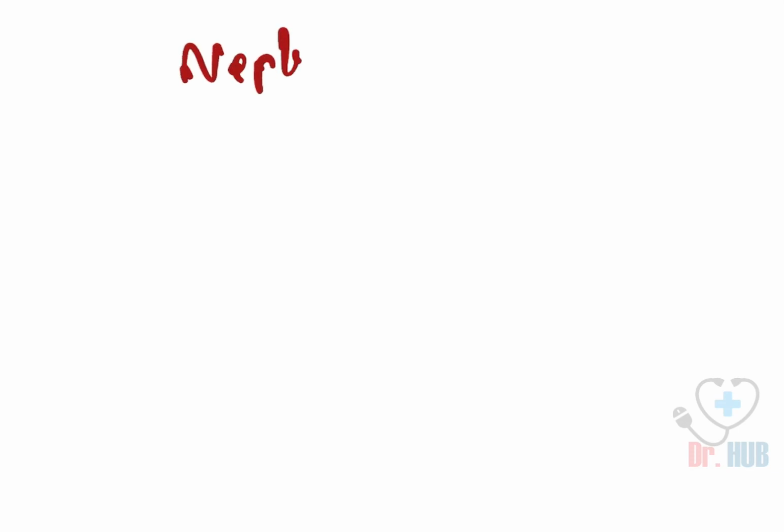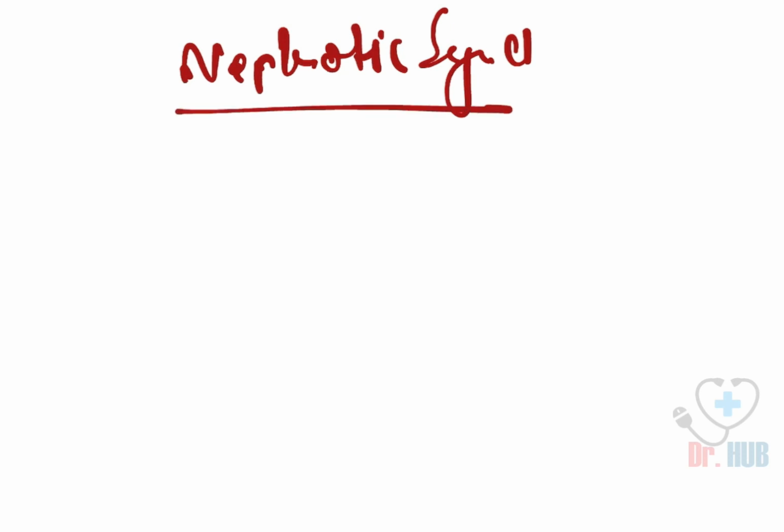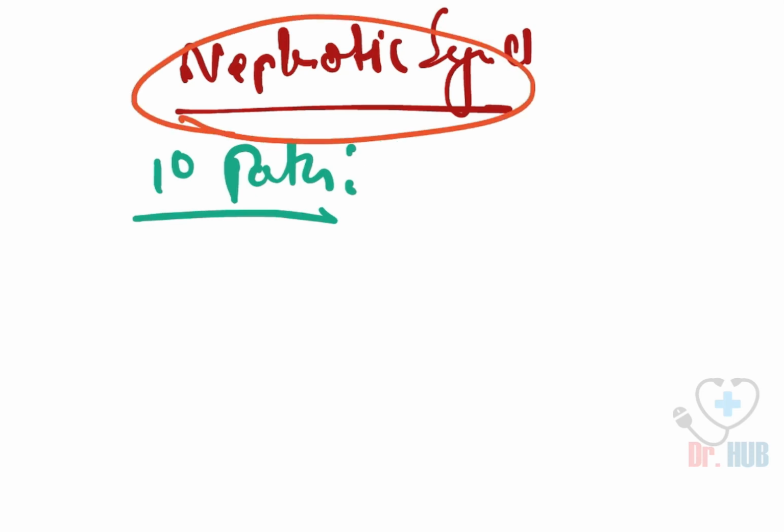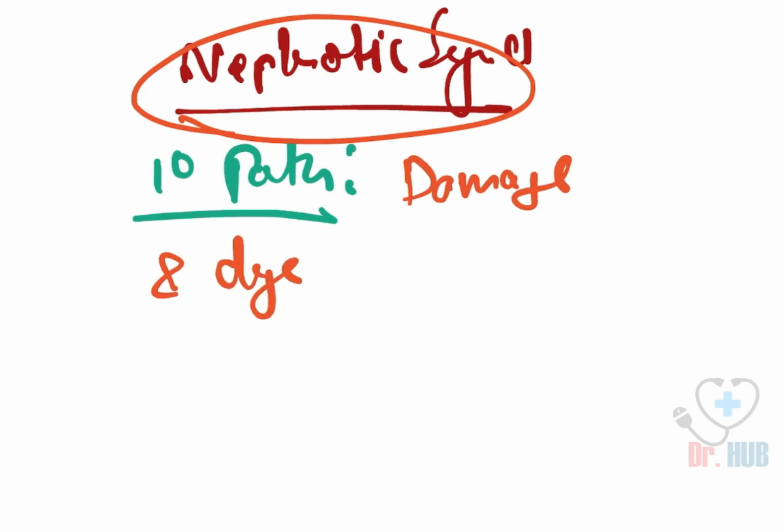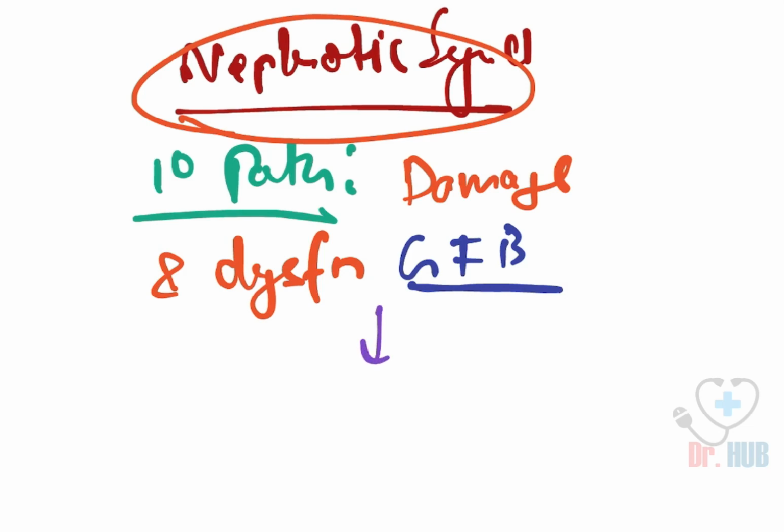So looking at the nephrotic syndrome, firstly we look at the primary pathology. We will fully deal with the nephrotic syndrome first, and later on we'll jump to the nephritic syndrome. In case of nephrotic syndrome, the primary pathology includes damage as well as dysfunction. Damage and dysfunction of what? Of the glomerular filtration barrier, GFB. And what does this cause?